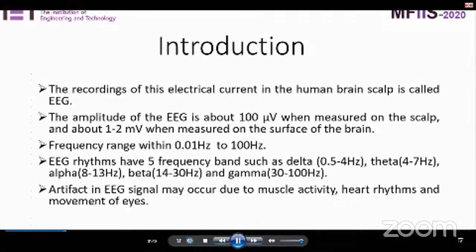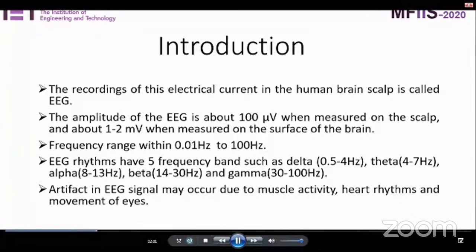Now coming to the introduction part, the recording of the electrical current in the human brain is called EEG. For a healthy EEG signal, the amplitude is about 100 microvolts when measured on the skull and about 1 to 2 millivolts when measured on the surface of the brain, and the frequency range is within 0.01 Hz to 100 Hz. The EEG rhythms have 5 frequency bands such as delta, theta, alpha, beta and gamma.